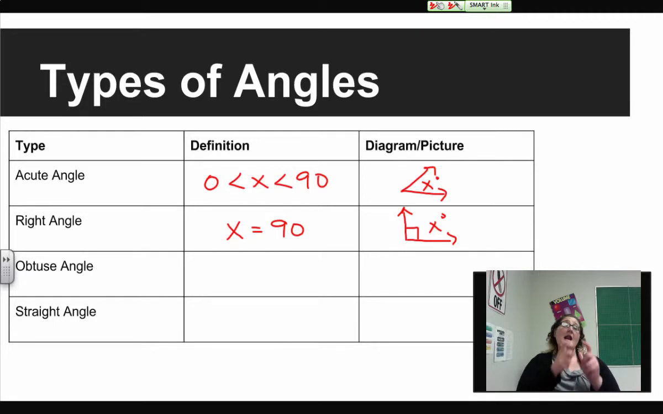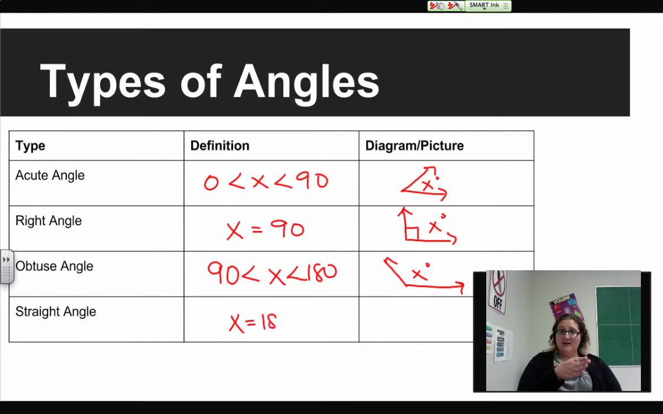An obtuse angle is between 90 and 180. And our straight angle is when the angle measure is 180 degrees, meaning it's a straight line.